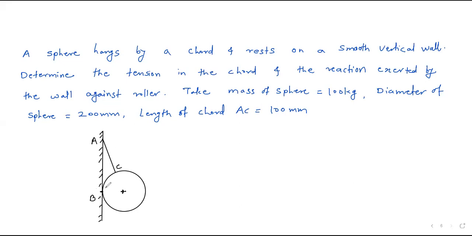Now what you need to calculate here: determine the tension in the cord and the reaction exerted by the wall against the roller. So you need to calculate the tension in this cord AC and the reaction RB. So here, if I draw the free body diagram first, see carefully.